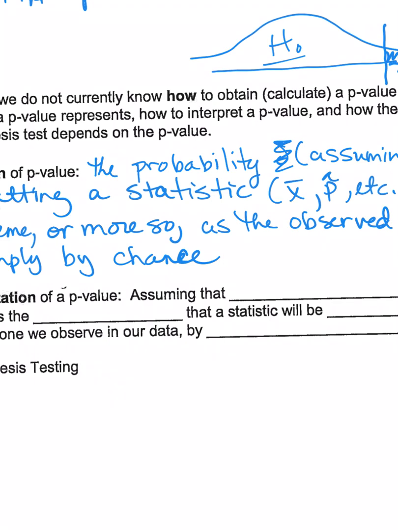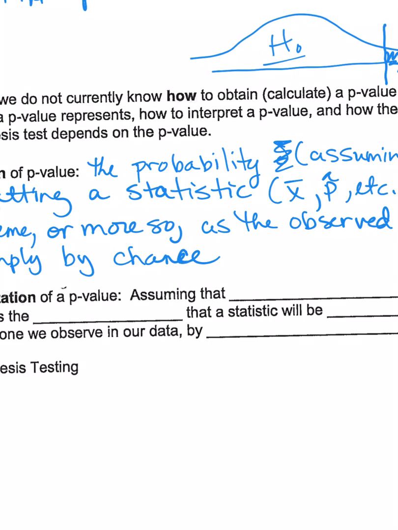That's why it says as extreme or more so than the observed statistic simply by chance. So we're assuming our observed statistic is in the middle right here, aren't we? So we're setting this line. If the p-value is this percentage or higher, or this percentage or lower, then we reject.